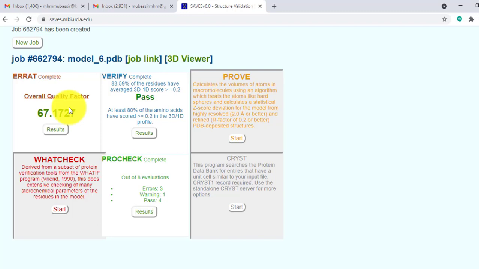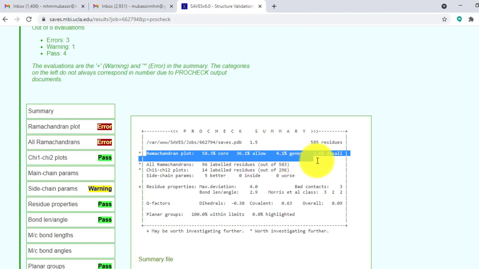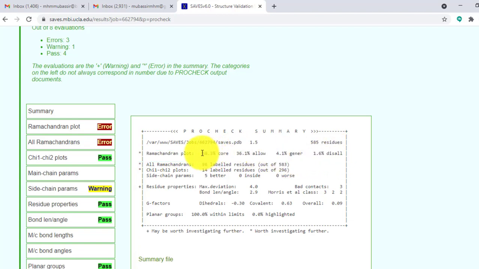Okay. ERRAT basically calculates the non-bonded interactions among the atoms. Verify 3D assesses the compatibility of the structure with its amino acids. Let's click results. So this is the summary where we can get the result for the Ramachandran plot, and this result is important for you. Okay. So here we can see that in the core region we have 58.3%, in the allowed region 36.1%, and in the disallowed region 1.6%. We can have the figure for this one. Okay. So I'm clicking it here, Ramachandran plot.